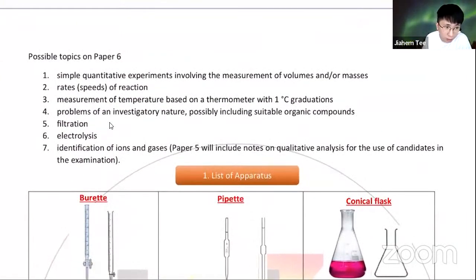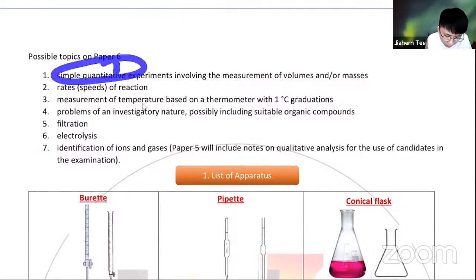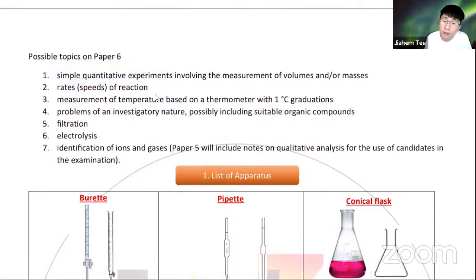Number one, we have simple quantitative experiments involving measurement of volume or mass. What is that? Technically, you have to do your measurements, measure your volume, measure your mass. You are trying to tabulate your data. If they give you a weighing balance, then you have to write down how many grams, how many kilograms and so on.